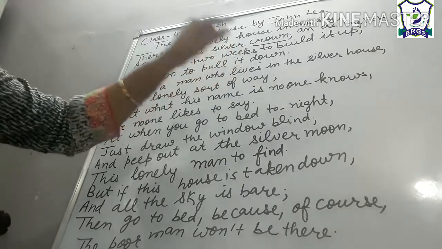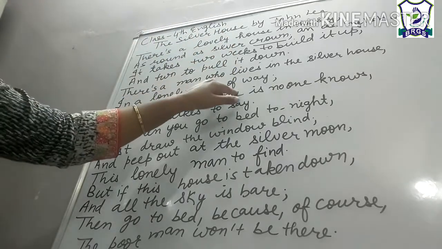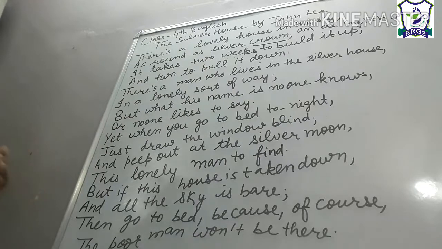There's a man who lives in the silver house in a lonely sort of way. Now the poet is describing that a man also lives in this silver house, who lives in the moon. I told you, when we were small children, our parents told us stories about the moon, so we created the idea that there is someone living in the moon, right? Even in small junior classes, many nursery rhymes describe the man in the moon. Do you remember? Let me recite one for you.